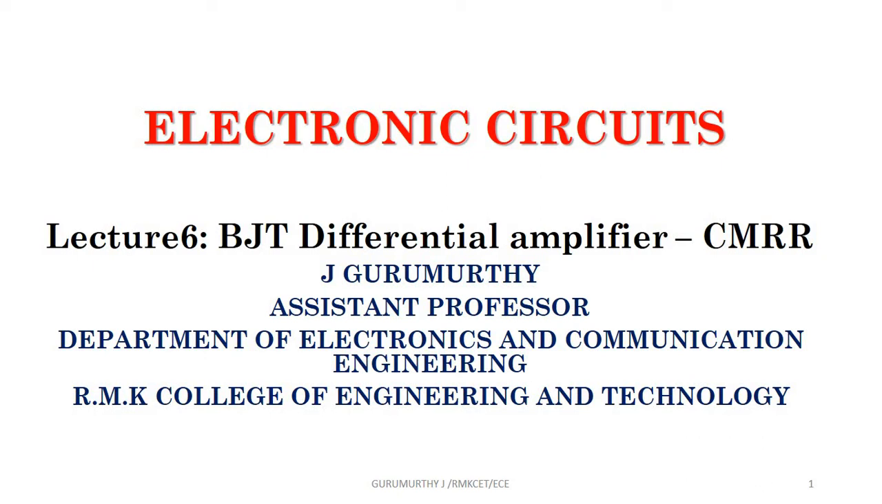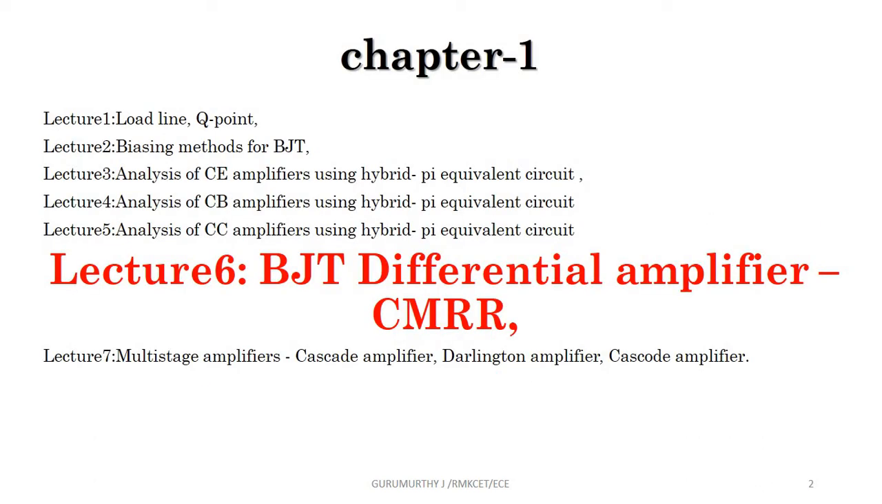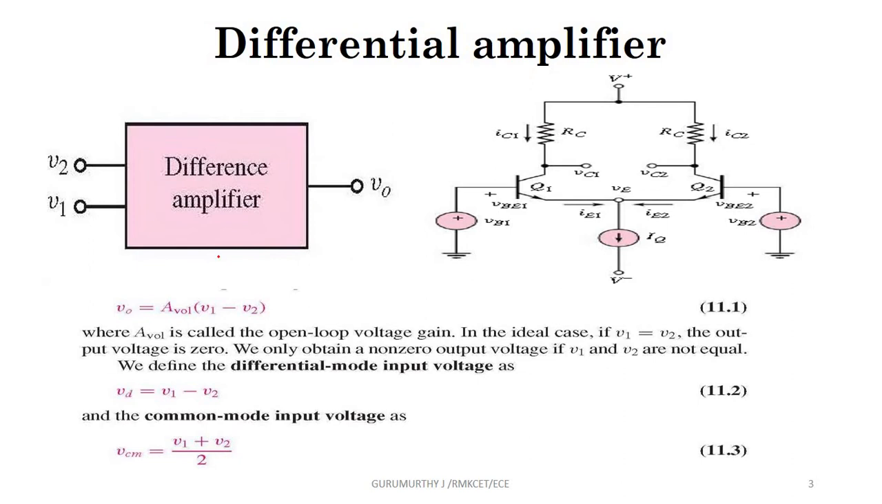In this video we will learn about BJT differential amplifier and the importance of CMRR. So what is a differential amplifier? It contains two inputs V1 and V2 and generates an output V0, where V0 is equal to A times (V1 minus V2). It considers V1 as the positive potential and V2 as the negative potential.